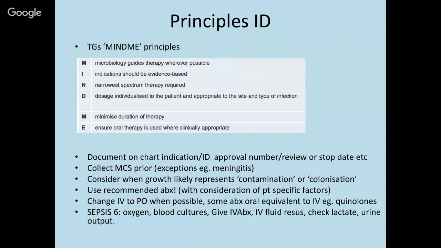The dose must be individualized to the patient. If they've got really bad kidneys and you're using a dose that needs to be renally reduced, you need to make sure you take that into account, and also the site and type of infection. You might have a CNS infection or a bone infection, osteomyelitis, where it's very hard for the antibiotic to penetrate into those tissues, and you might need a higher serum concentration. So you actually give them higher doses.